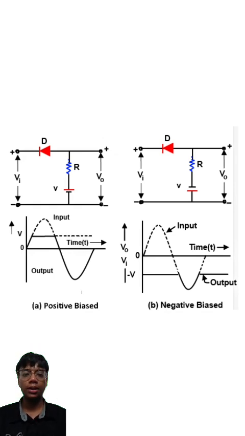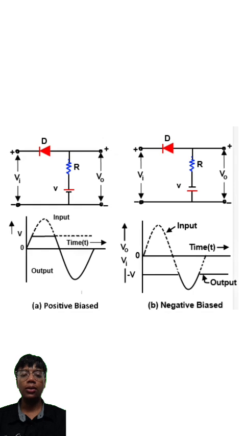In a simple clipper circuit using a diode and a resistor, if we apply an AC input, the diode will conduct only when the input voltage reaches a certain level. This cuts off or limits the output voltage to a certain range.